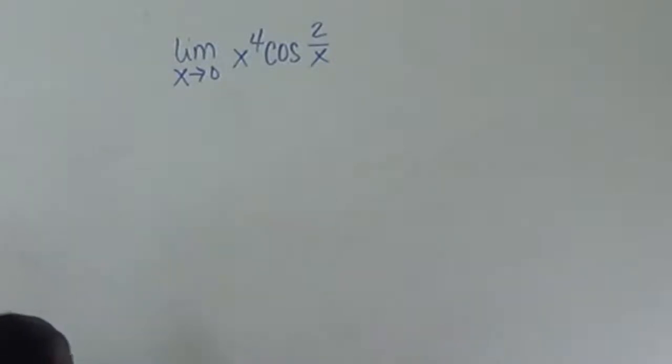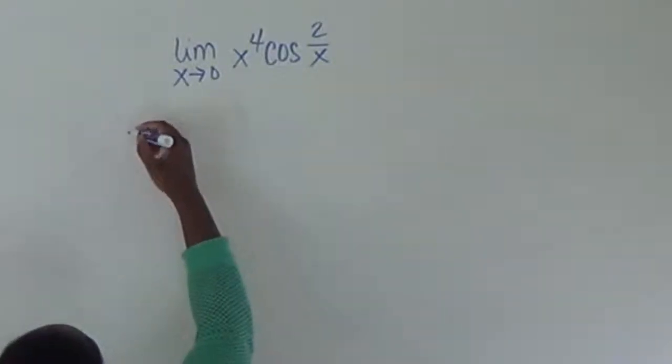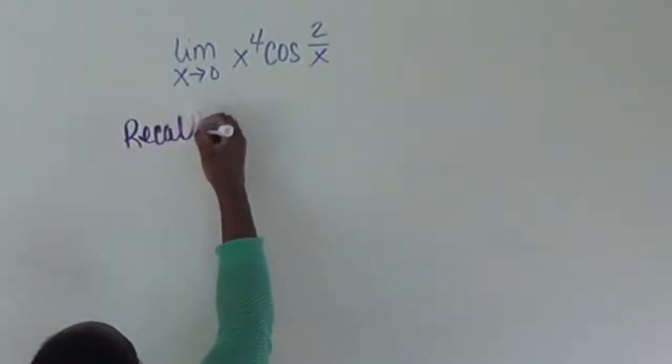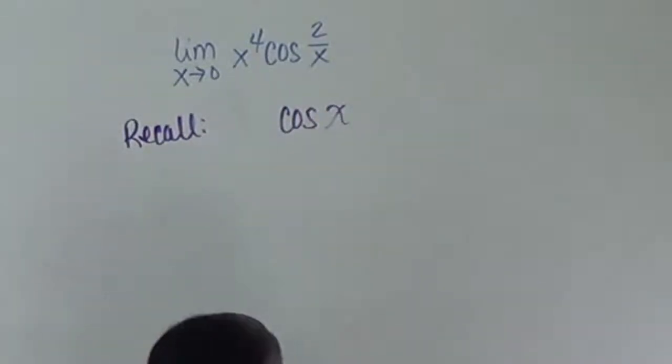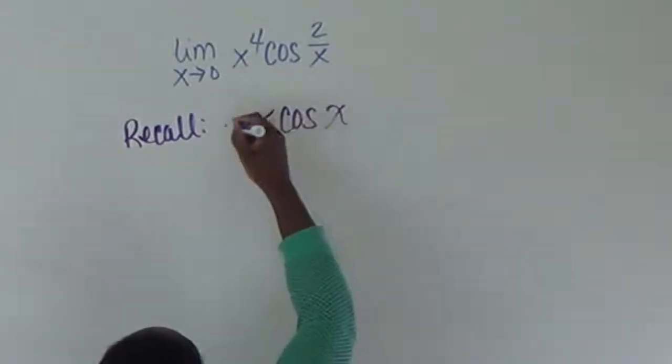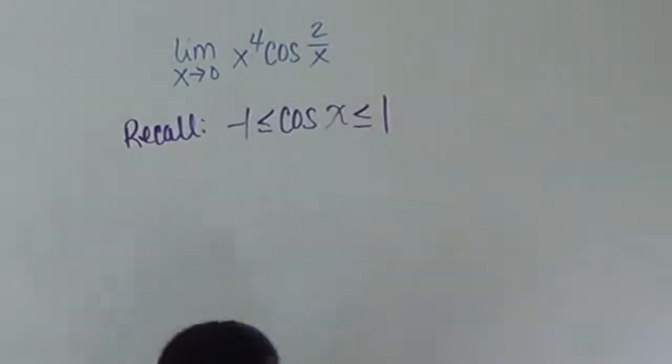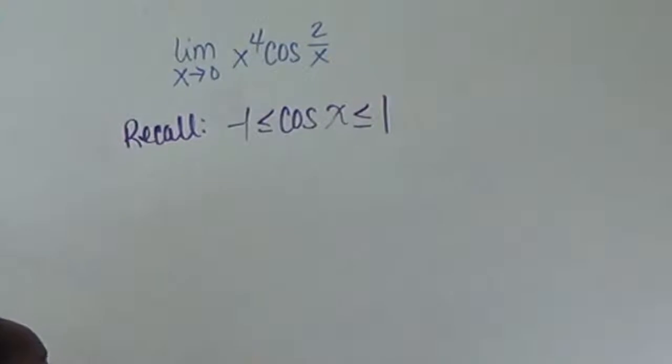So here, in order to bound it, the first thing we notice is, if we recall, cosine of any value is always bounded between 1 and negative 1. And that's a nice property to remember. So it doesn't matter whether it's 2 over x or x squared or whatever. If it's inside of the cosine function, then it's always going to have a range between negative 1 and 1. Okay?